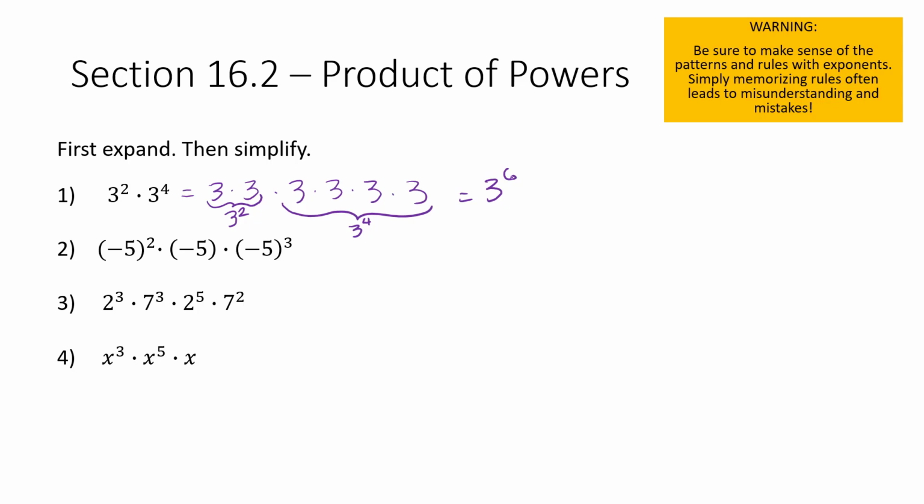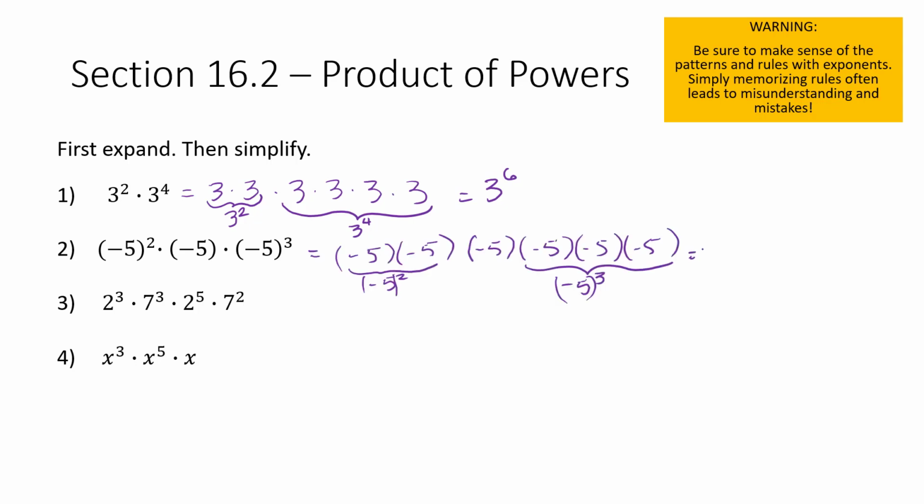All right, so negative 5 squared times negative 5 times negative 5 to the 3rd. And then altogether, if I count these up, I have negative 5 to the power of 6. So remember that this is really an exponent of 1 when we don't write it.